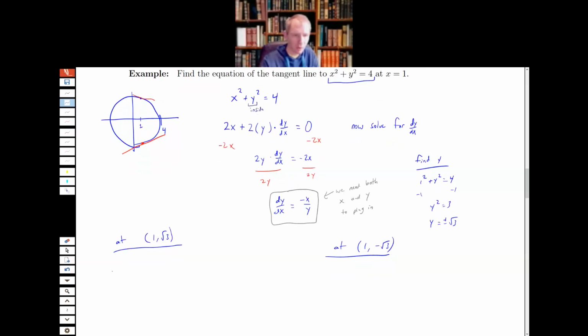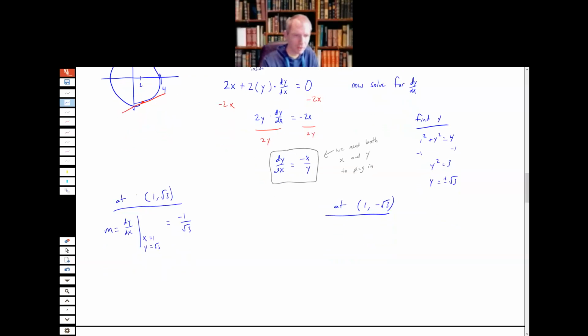Okay, so at 1 comma root 3, the slope is the derivative when I plug in 1 for x and root 3 for y. The way that I can write that is dy/dx, and then I put a vertical bar that means with x equals 1 and y equals root 3. Okay, so then I get negative 1 over root 3 as my slope. Then the point-slope form of the line will be y minus root 3 equals negative 1 over root 3 times x minus 1.